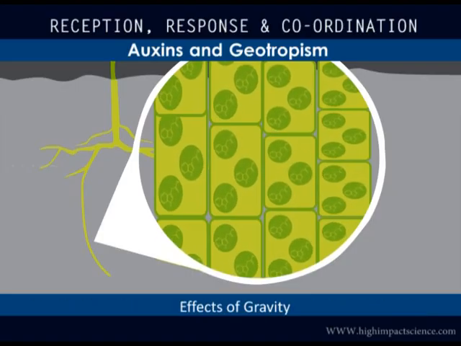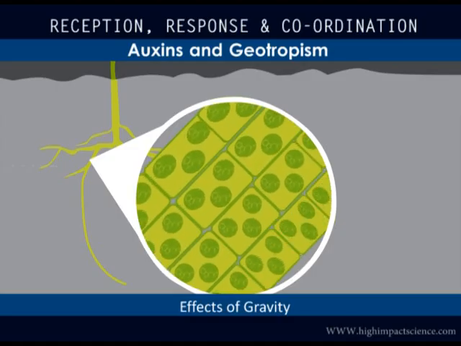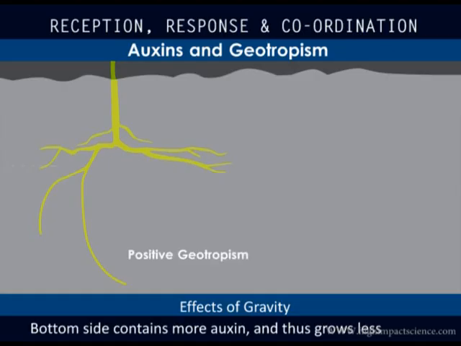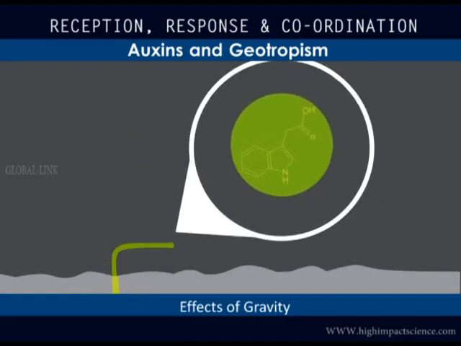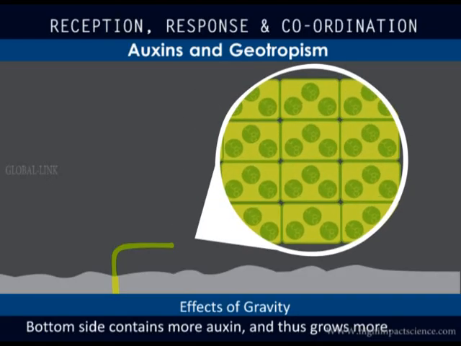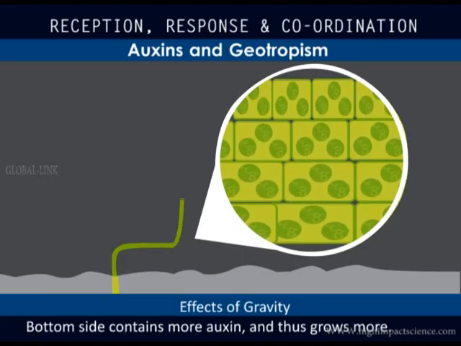Moreover, we have the opposite happening with gravity too. In a horizontal root, the bottom side contains more auxin and grows less, so the root bends downwards in the direction of gravity, so positive geotropism. But of course the stem responds differently. In a horizontal stem, again the bottom side contains more auxin. And because auxin causes growth in stems, the bottom side grows more, causing the stem to bend upwards against the direction of gravity, so negative geotropism.